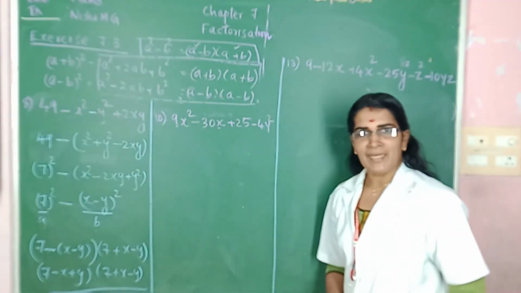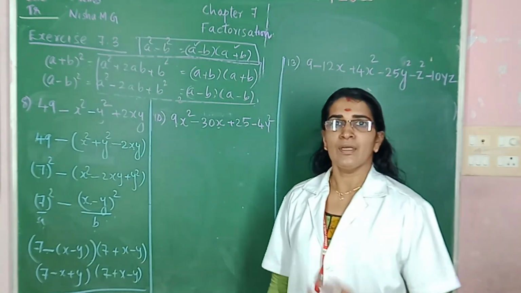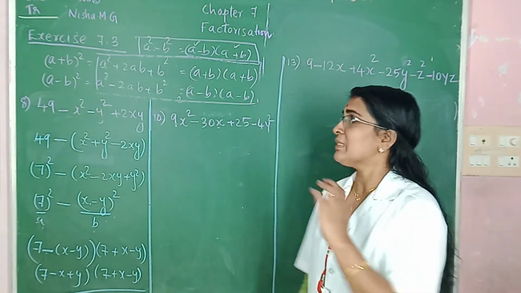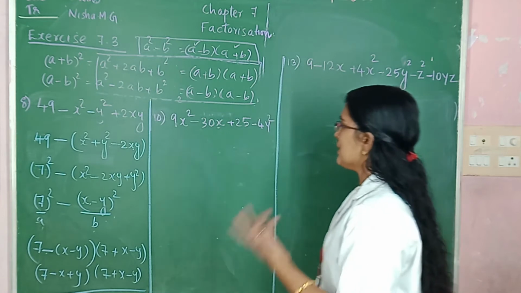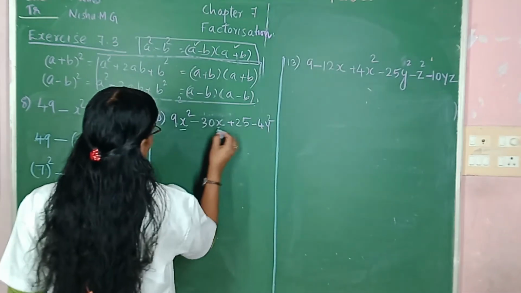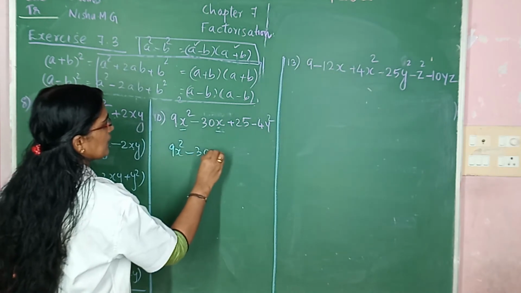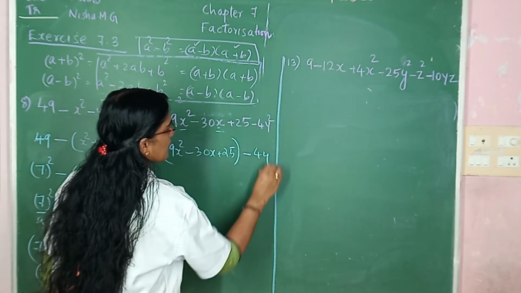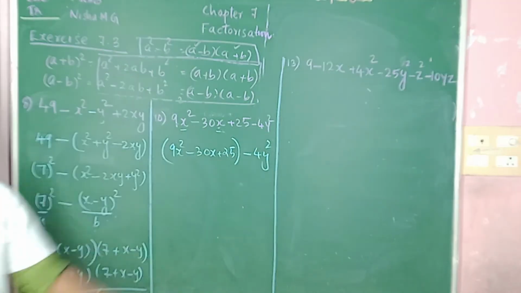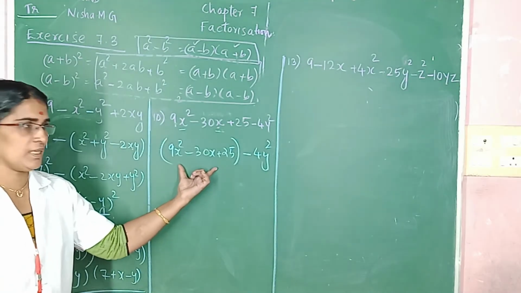Let us move to question number 10. Here also we have 1, 2, 3, 4 terms. That means not the direct application of one identity. We have to make some changes. The same way here, the x terms will be together: 9x square minus 30x plus 25 first, and negative 4y square will be separated. Here we have to use the identity. We have to convert in terms of identity.